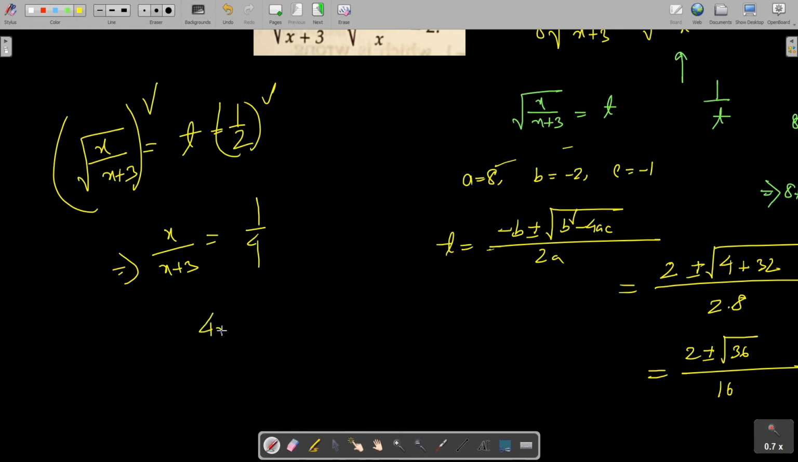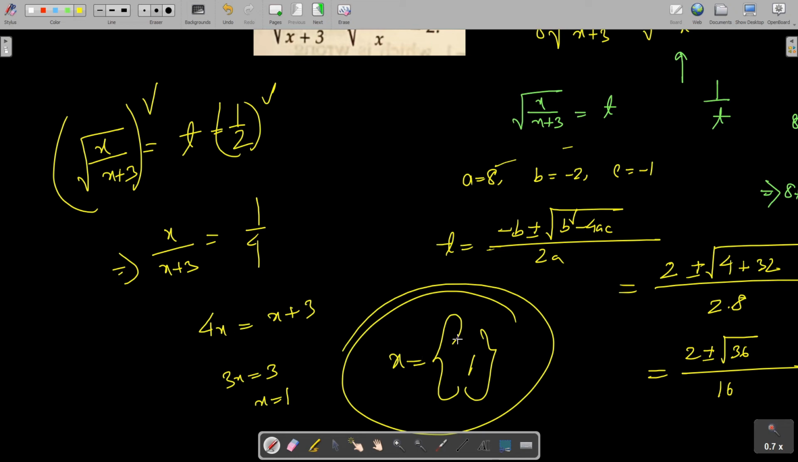So we will cross multiply. 4x will be what? x plus 3. x comes over here. 3x equals 3. x equals 1. So for this particular equation, we got just one value of x, which is 1. Let's try the next question.